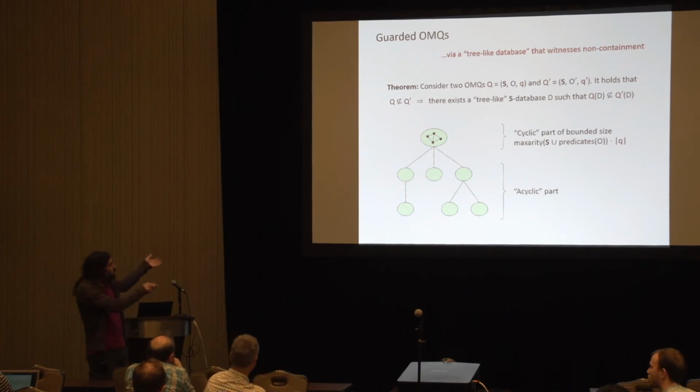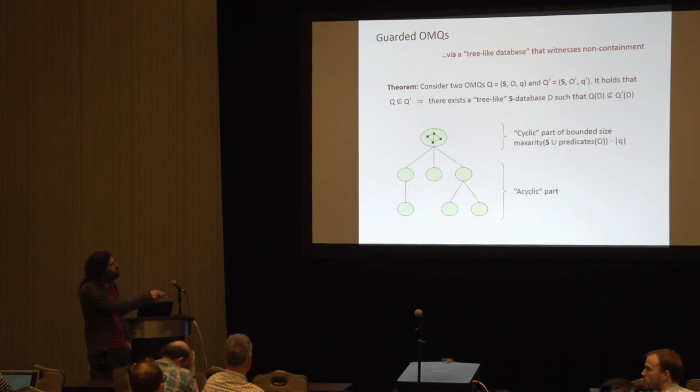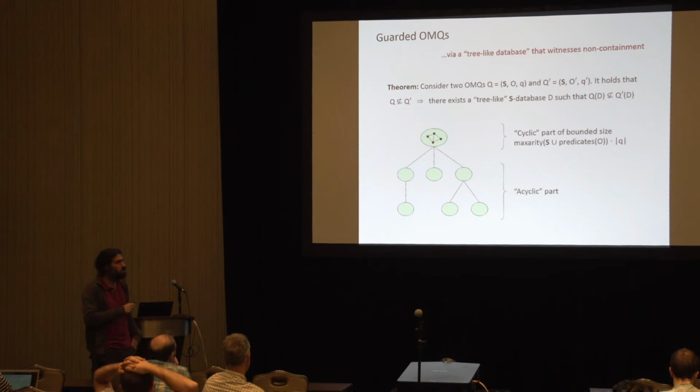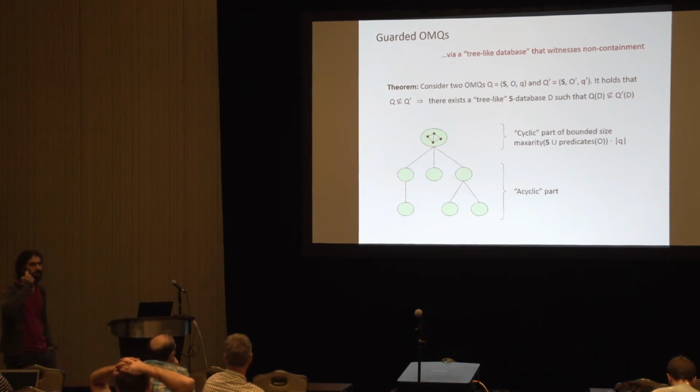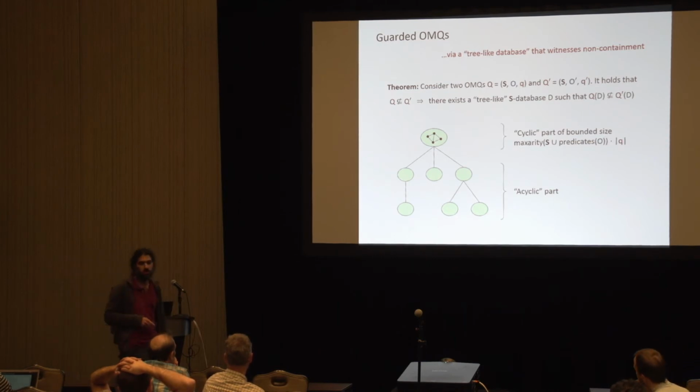This is not the case for the root, but what we can show is that the number of elements that appear in the root is bounded. And this is actually the bound: it's the maximum arity of the schema times the size of the query. And this corresponds to the cyclic part of the database. So whenever containment doesn't hold, it can be witnessed by a database of this shape.